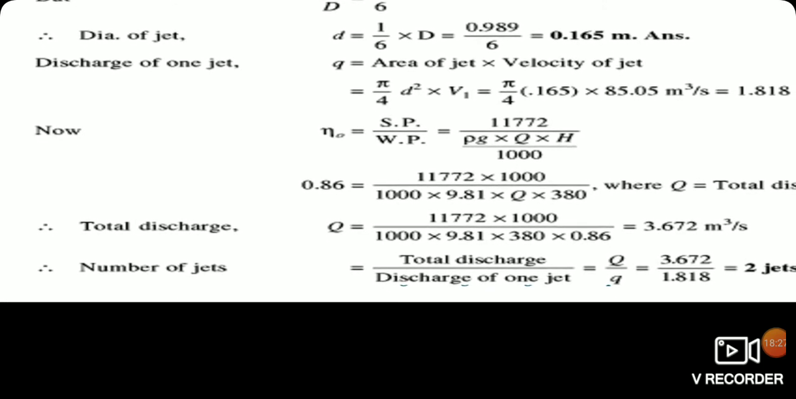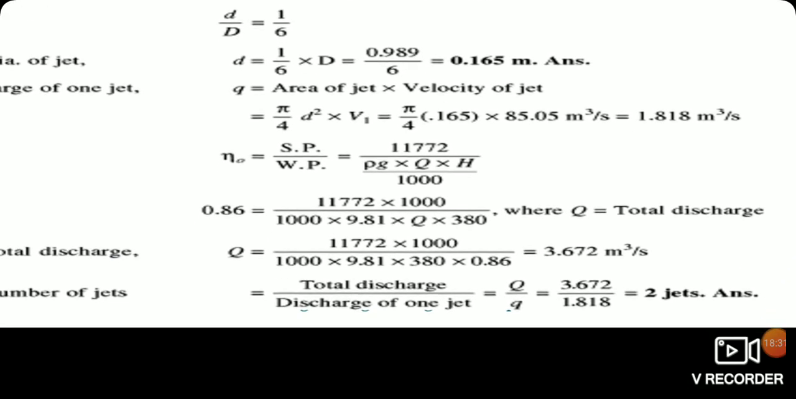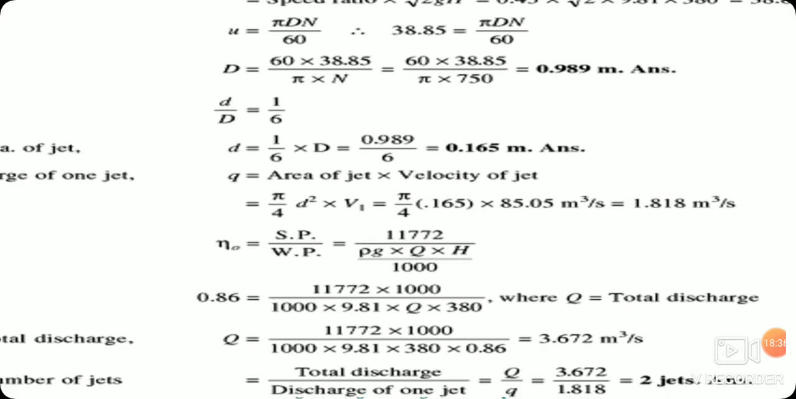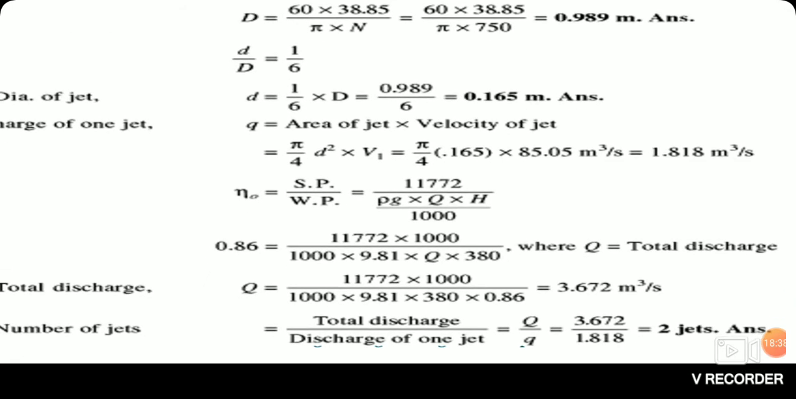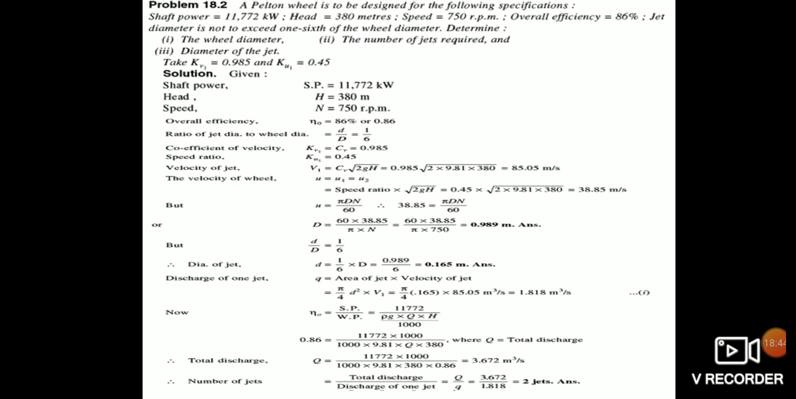From this, the number of jets required is equal to the total discharge divided by the discharge through one jet. This capital Q is the total discharge divided by small q, the discharge through one jet. Therefore it will become 3.672 divided by 1.812, which is nearly equal to 2. Therefore 2 jets are required for this particular turbine.